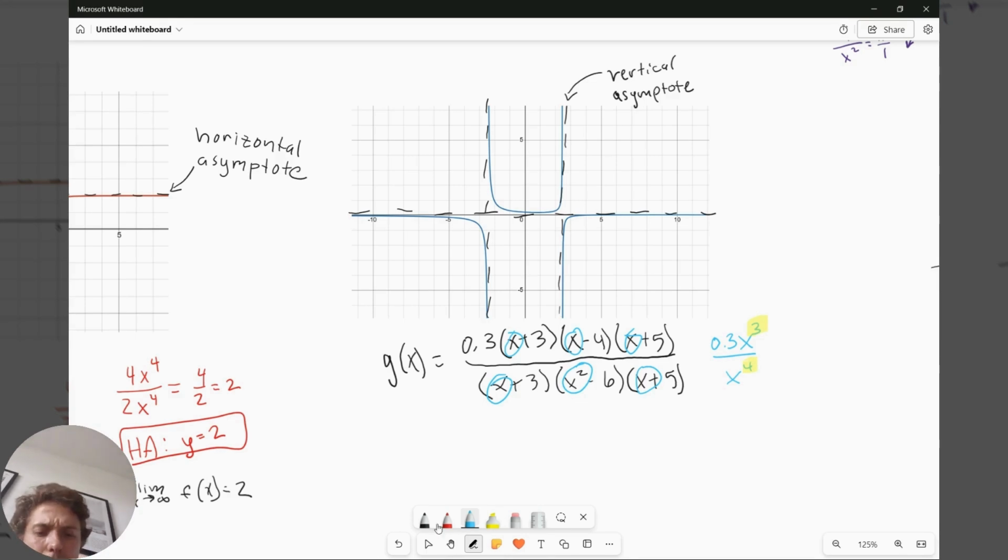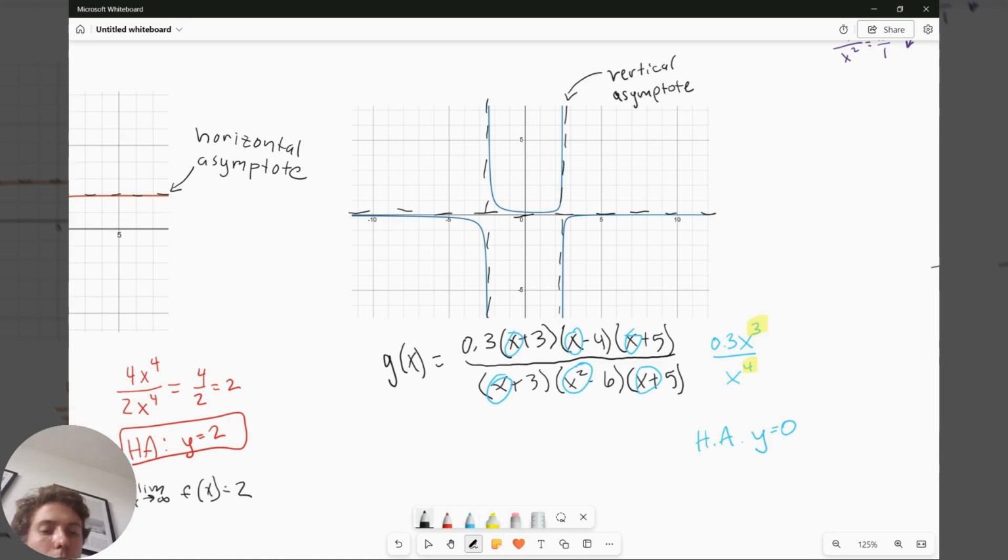Well, what ends up happening is if you looked at that towards infinity, the bottom gets really, really big, and the top doesn't really play a factor anymore then. So if the bottom is much, much larger, that tells me I would have a horizontal asymptote at y equals 0, which you can see on our graph.